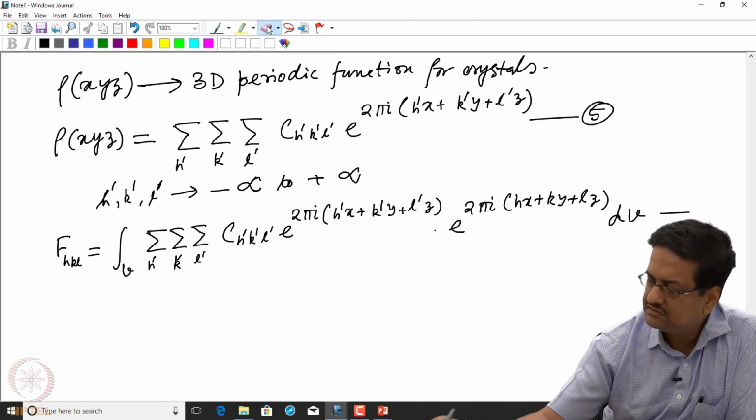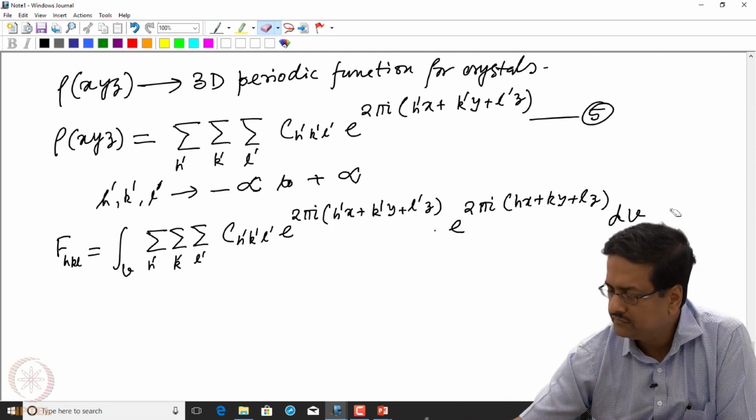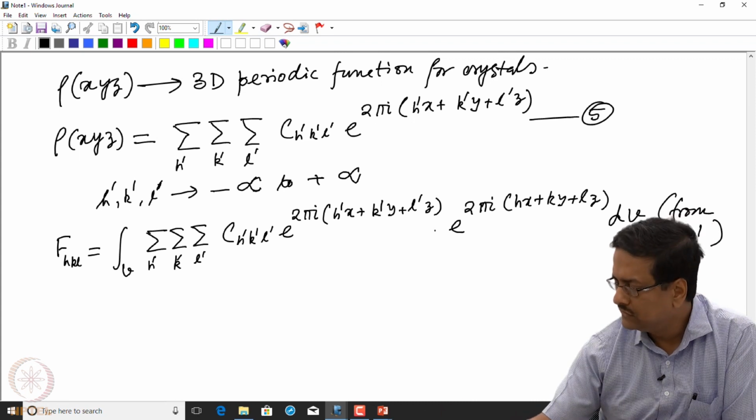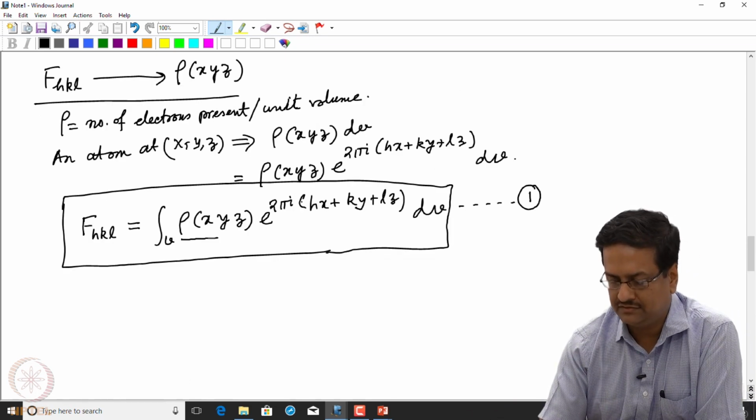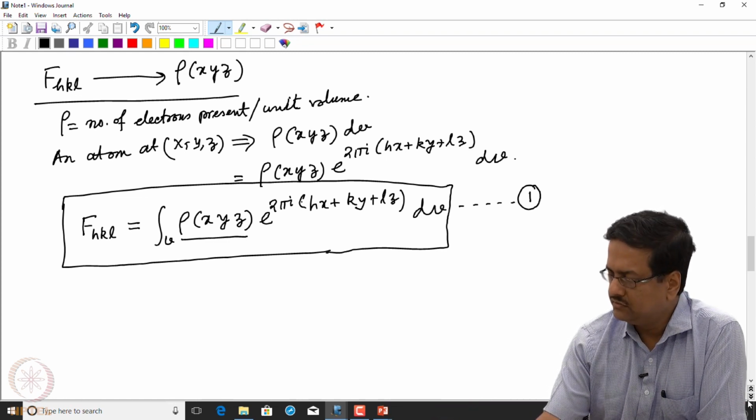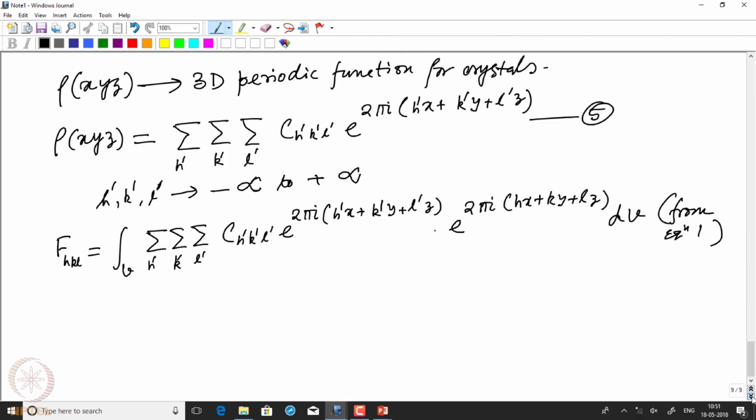We don't write any number for this. This equation comes from equation number 1, because if you see equation number 1, we have rho(xyz). This rho(xyz) is now represented in expression number 5, and now rho(xyz) is placed in equation number 1, and we can write F(HKL) equal to the triple sum over h prime, k prime, l prime of c h prime k prime l prime e to the power 2 pi i (h prime x plus k prime y plus l prime z) and so on.